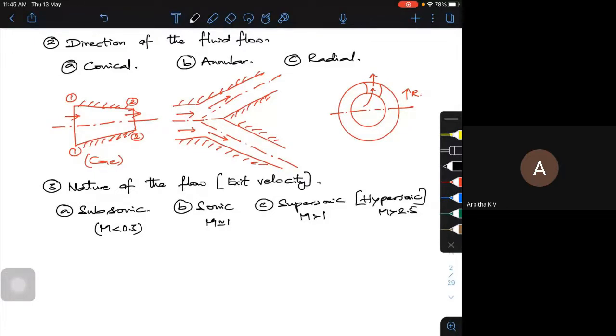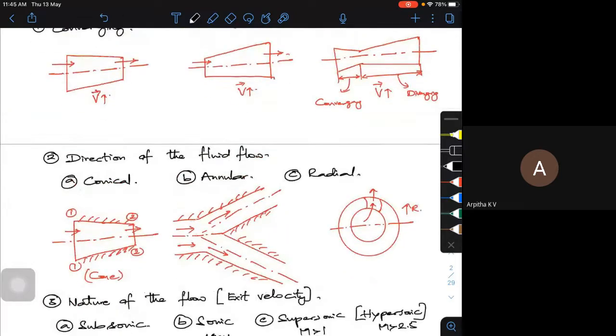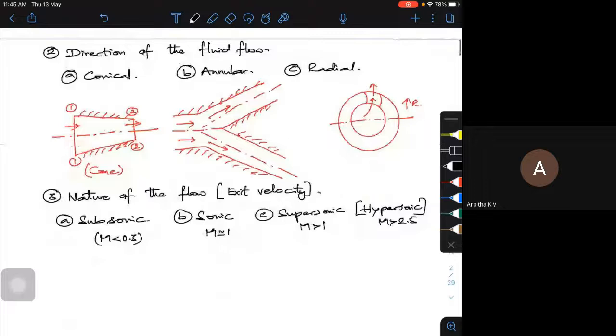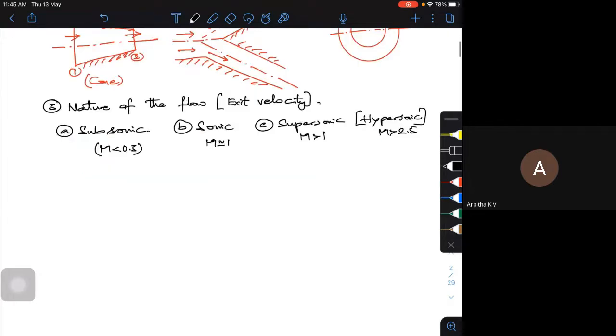Okay. So this is a simple classification of the nozzles based on geometry, based on the direction of the fluid flow, and based on the nature of flow. These are the three simple classifications we can have. Whenever we speak of nozzles, we always look at some important terms from the fluid mechanics perspective. One such term is the equation of continuity.